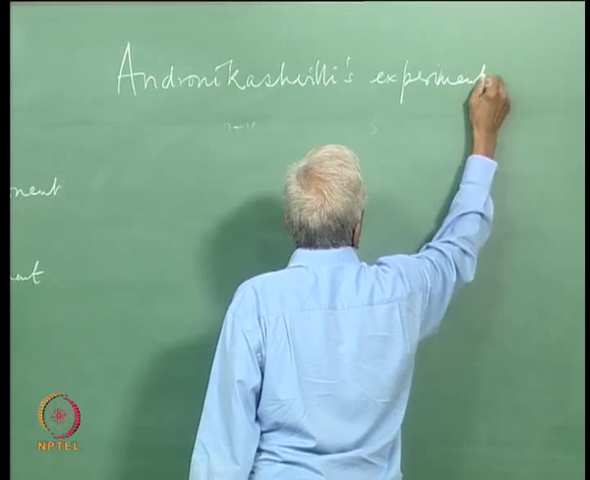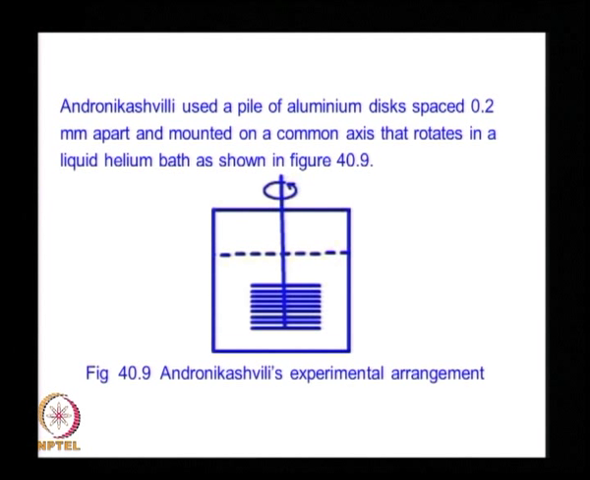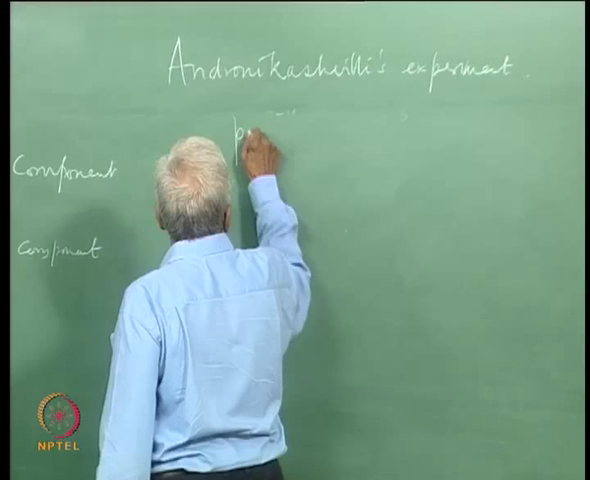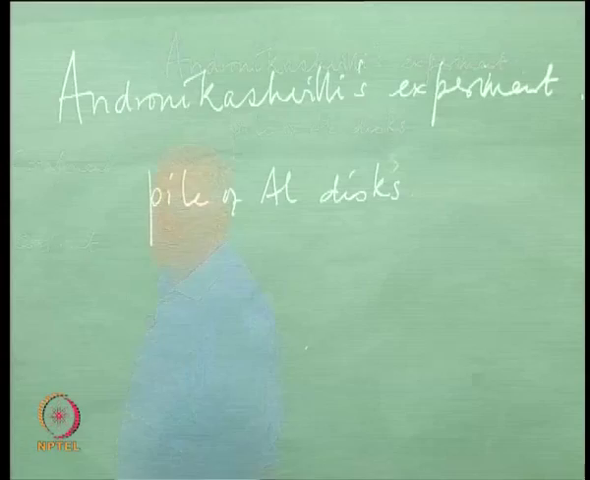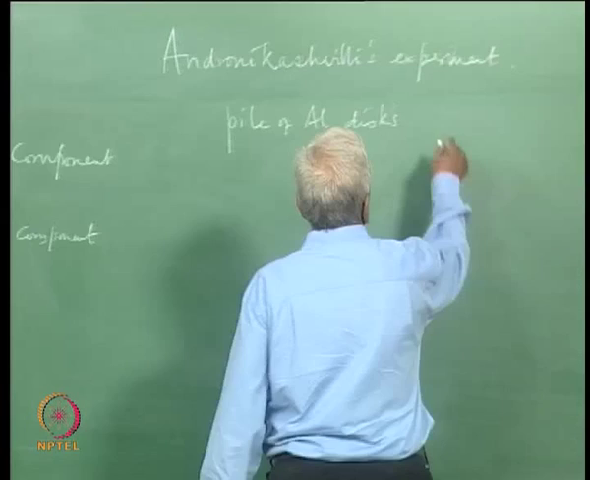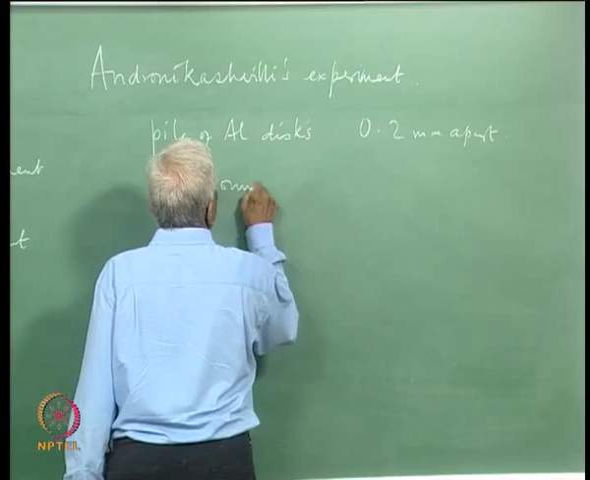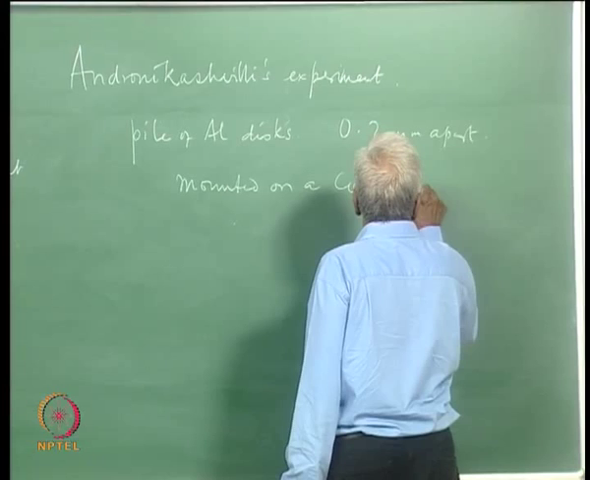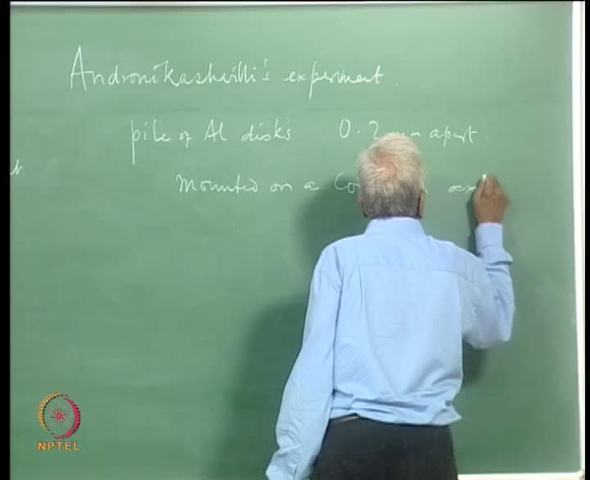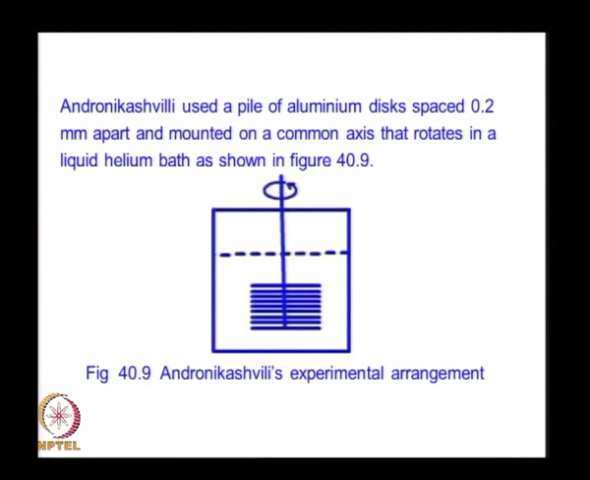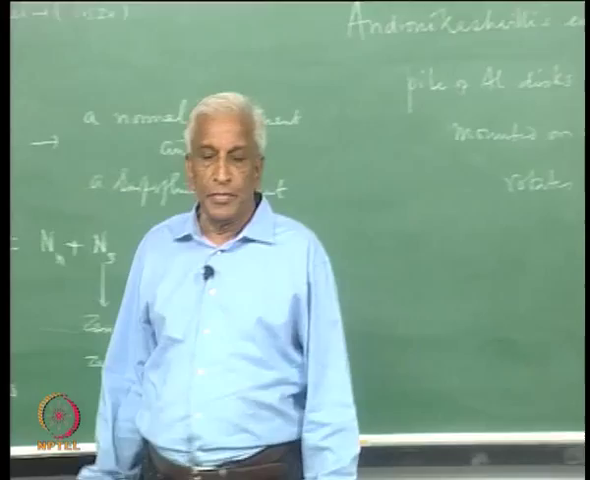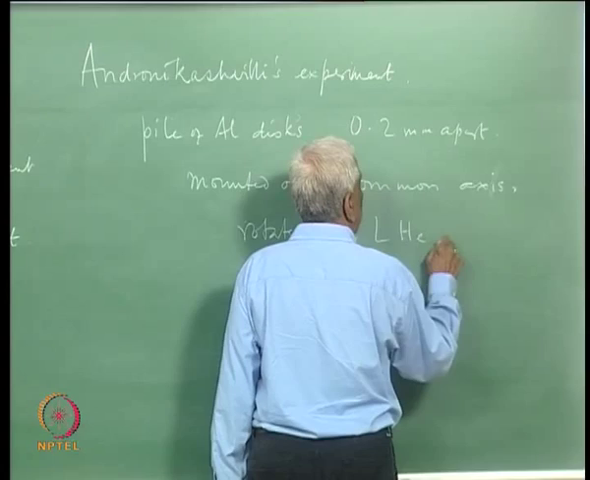The experimental arrangement used by him is shown in figure 49. It consists of a pile of aluminium discs spaced 0.2 millimeter apart, very close, and mounted on a common axle. And this assembly is set in rotation in a liquid helium bath. This is shown in the figure.